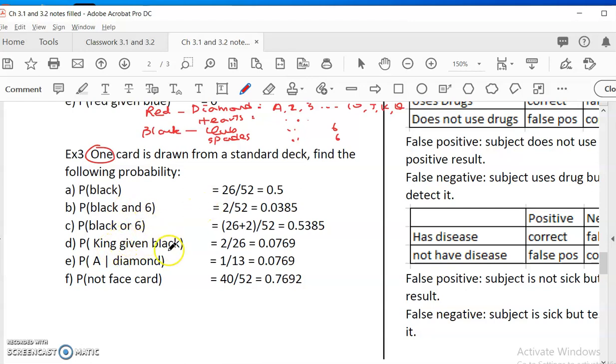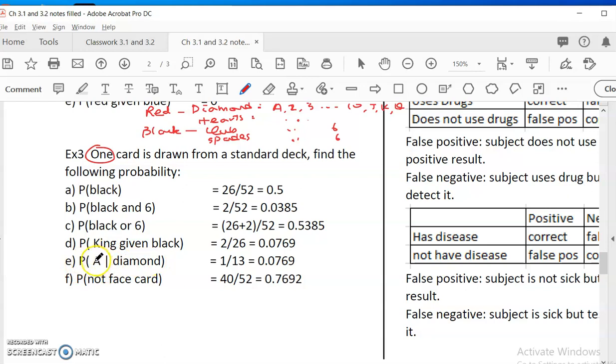King given black. King given black means I have a black card already. What is the chance I have a king? How many black? So that means whenever we are doing given, I have to change my sample space not to use the grand total, but only those that have the given. How many black cards do I have? I only have 26. So I say 26 as my sample space instead of 52. And then how many kings are in the black? There are 2 kings only, so it's 2 over 26. Okay. So this slash means given.